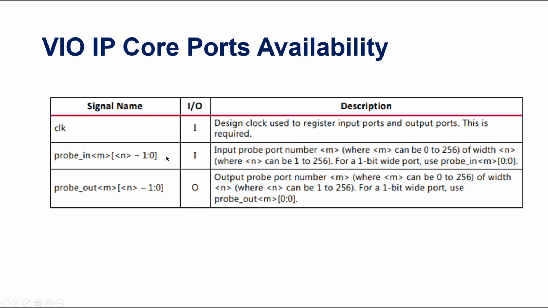Next, these are the I/O ports available in the VIO IP. It has input ports, number M can be from 0 to 256, each of width N from 1 to 256, and the same goes for the output probes. There are lots of I/O ports. You can use them for probing your design.